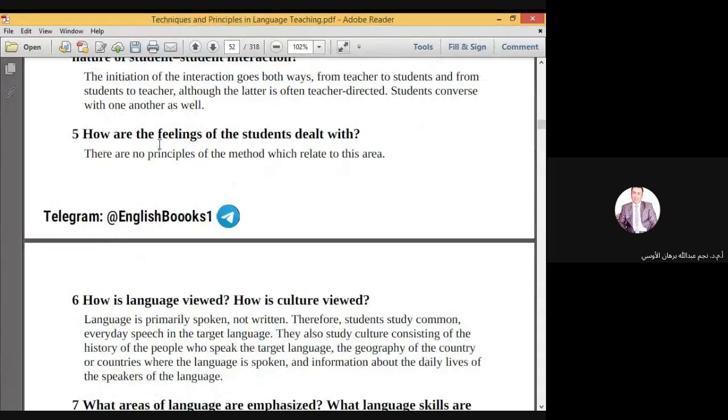How are the feelings of the students dealt with? There are no principles of the method which relate to this area.